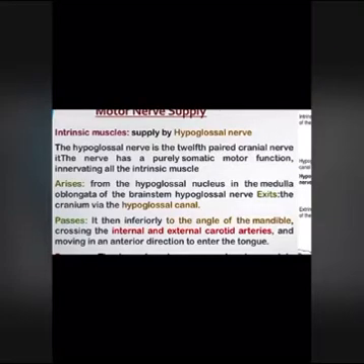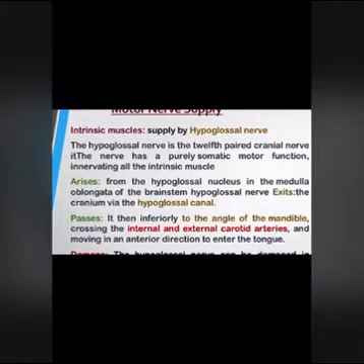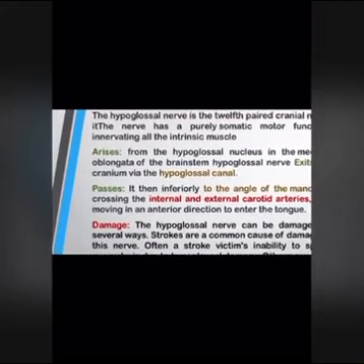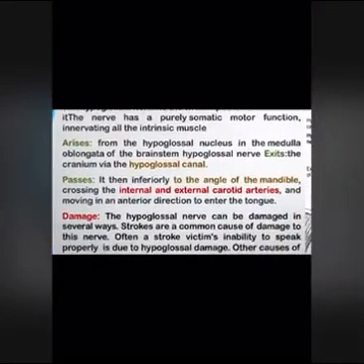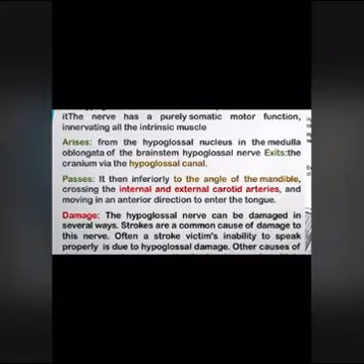The hypoglossal nerve exits the cranium by the hypoglossal canal, passes inferior to the angle of the mandible, crossing the internal and external carotid arteries, and moves in an anterior direction to the front of the tongue.